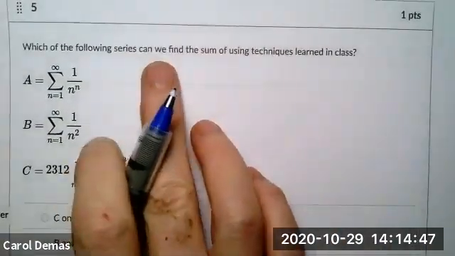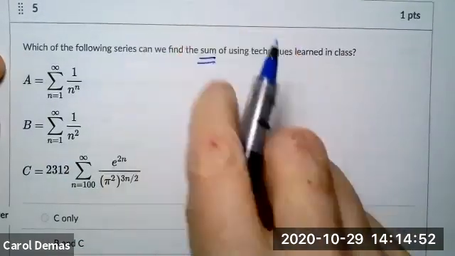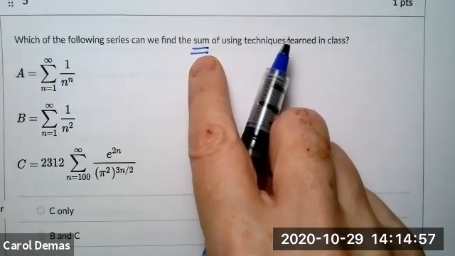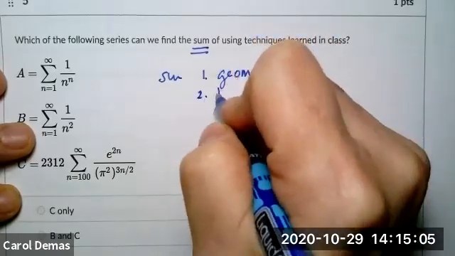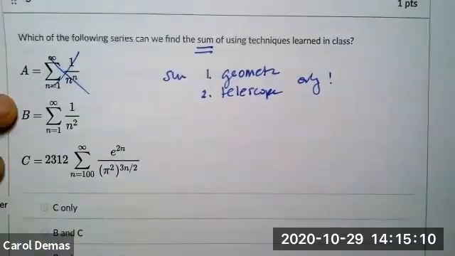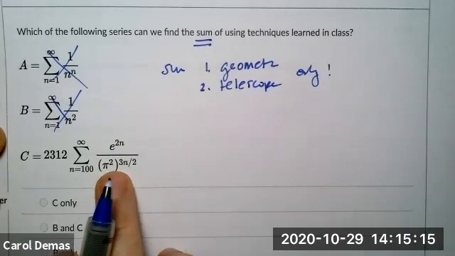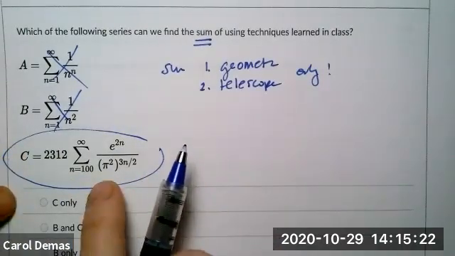Okay, which of these can we find using techniques in class? The sum. Okay, we only showed you how to find the sum for 2 types of series. Does anybody want to tell me what they are? Geometric and telescoping. Yeah, geometric and telescoping only. All right, that's not a geometric or a telescoping. That's not a geometric or a telescoping. But this guy is geometric. Okay. So this is the only one. And we're not asked to find the sum, but that's the answer.